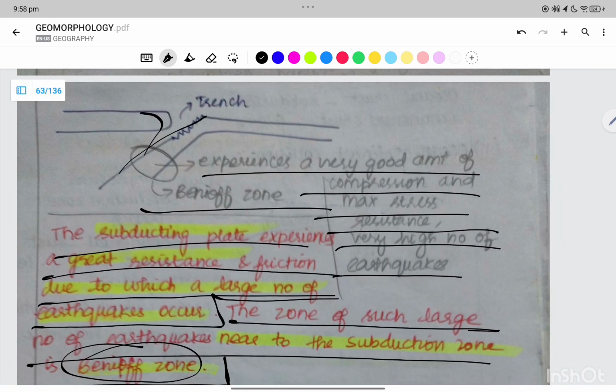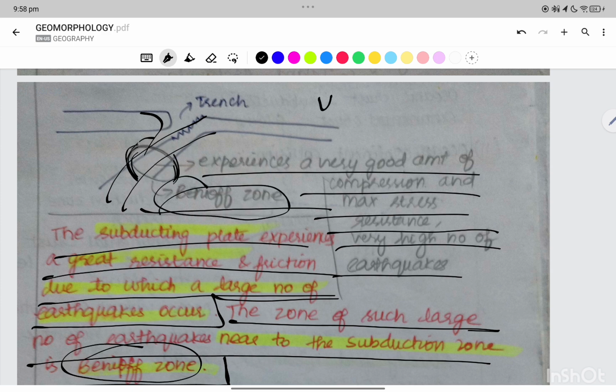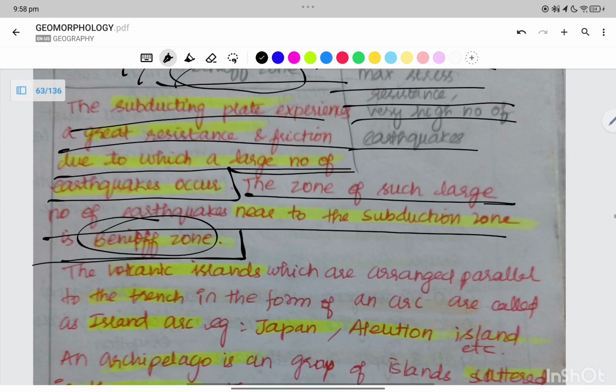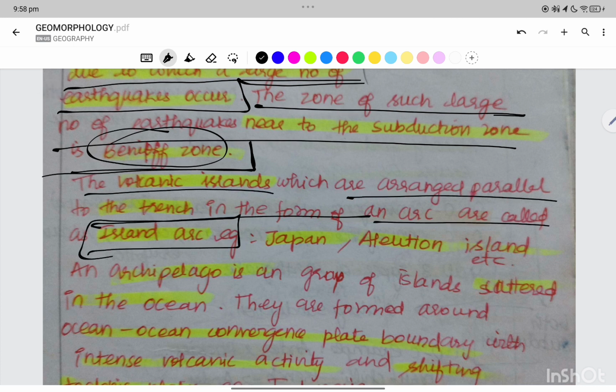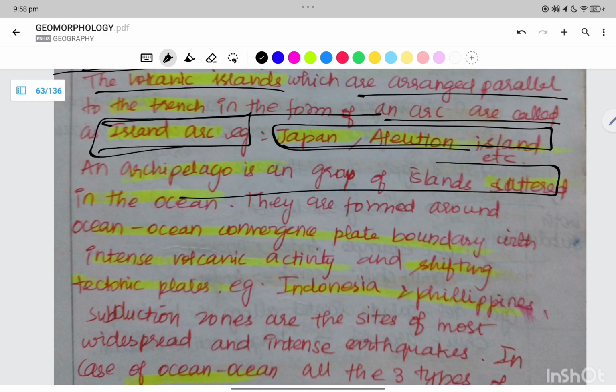Near the subduction, there is a zone where a high number of earthquakes occur, and this is called the Benioff zone. It is a zone of a high amount of earthquakes along the subducting plate. The volcanic islands are arranged parallel to the trench in the form of an arc, an island arc. Examples: Japan, Aleutian Islands.